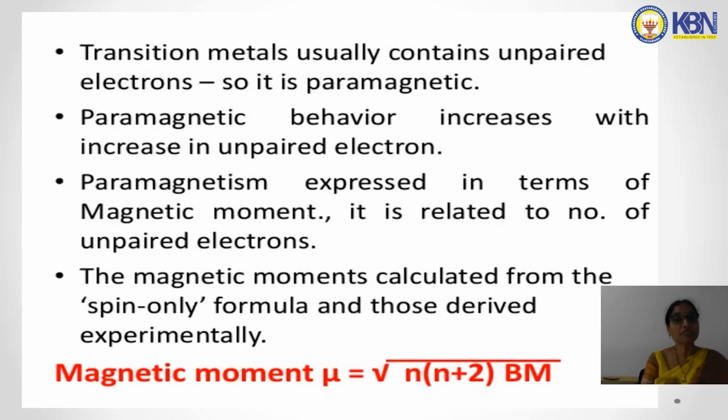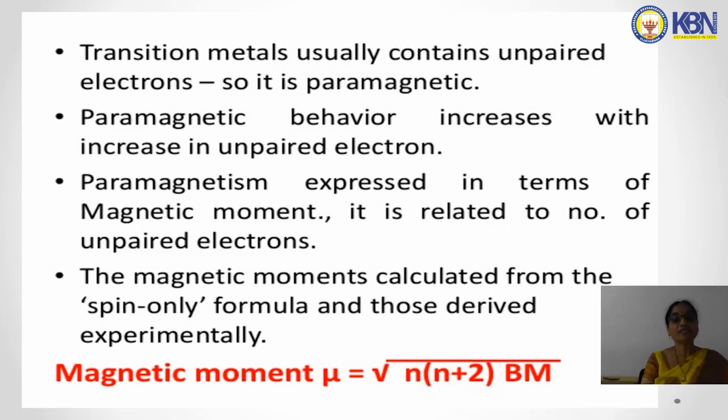Transition elements usually contain unpaired electrons, so they are paramagnetic. Paramagnetic behavior increases with an increasing number of unpaired electrons. Suppose I take manganese +2, d5 electronic configuration, it contains 5 unpaired electrons, so it has maximum paramagnetic behavior. Manganese +4, d3 electronic configuration, contains only 3 unpaired electrons, so the magnetic property of manganese +3 or manganese +4 is less when compared to manganese +2.